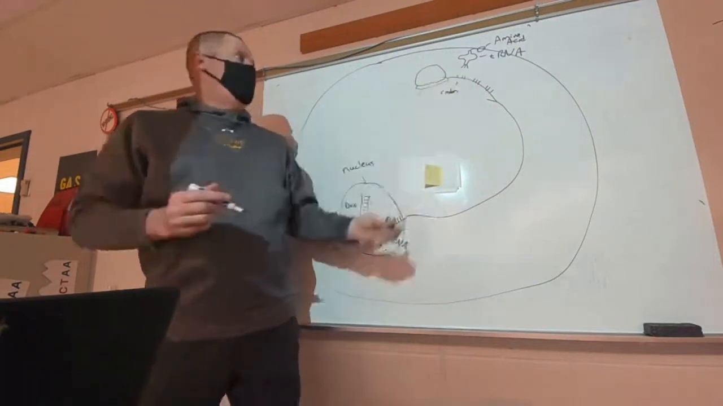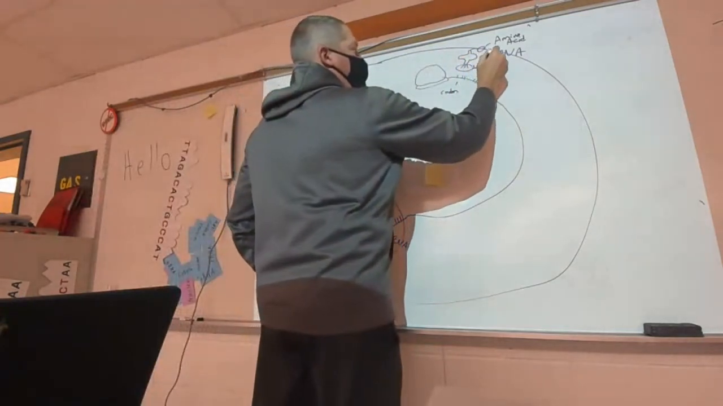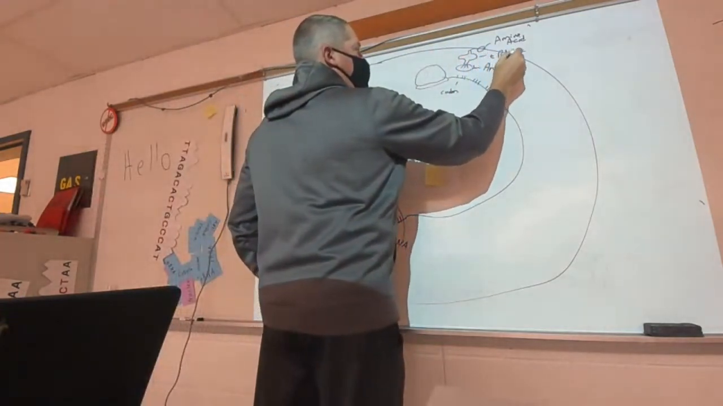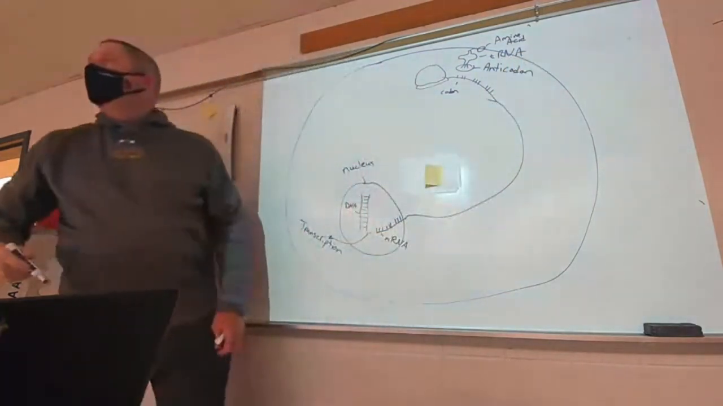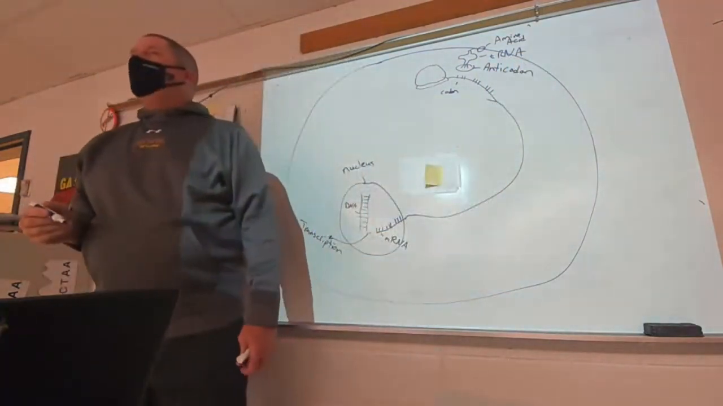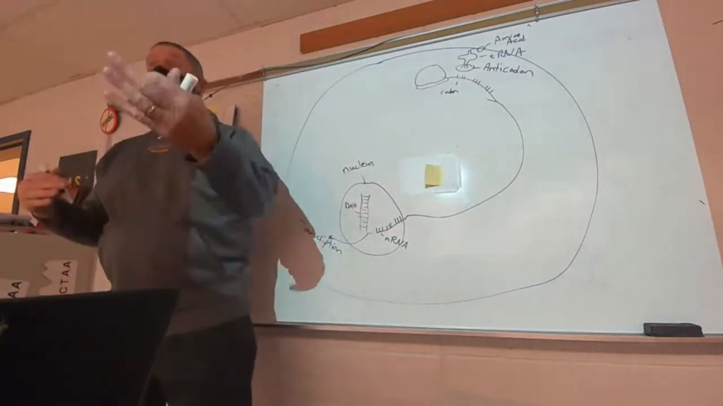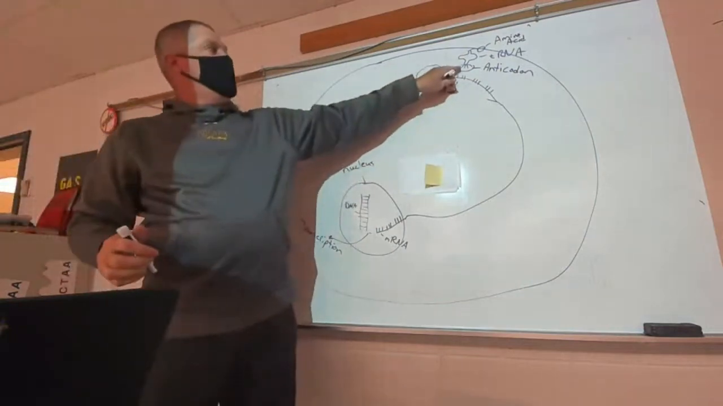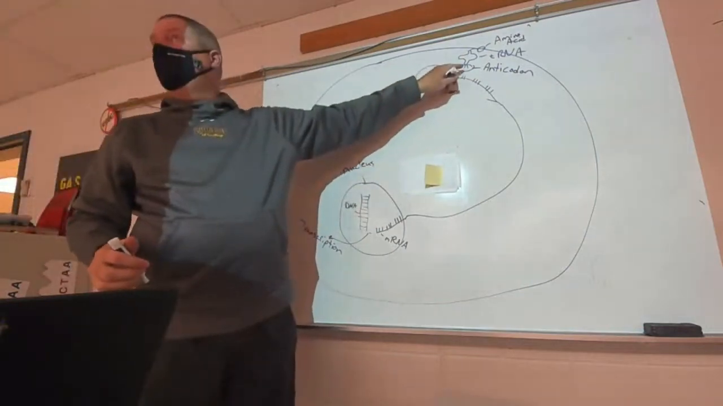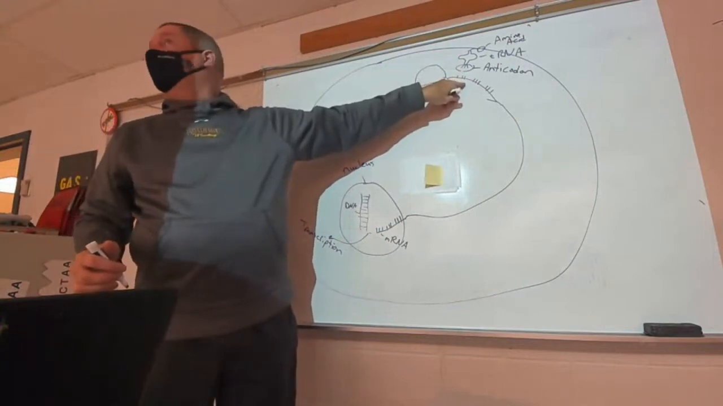This is called, anybody know? Anti-codon. What's anti mean? The word anti. If I'm anti something, I'm not for it, I'm against it, or opposite. Okay. This anticodon has to match the codon perfectly, or it will not drop it off.